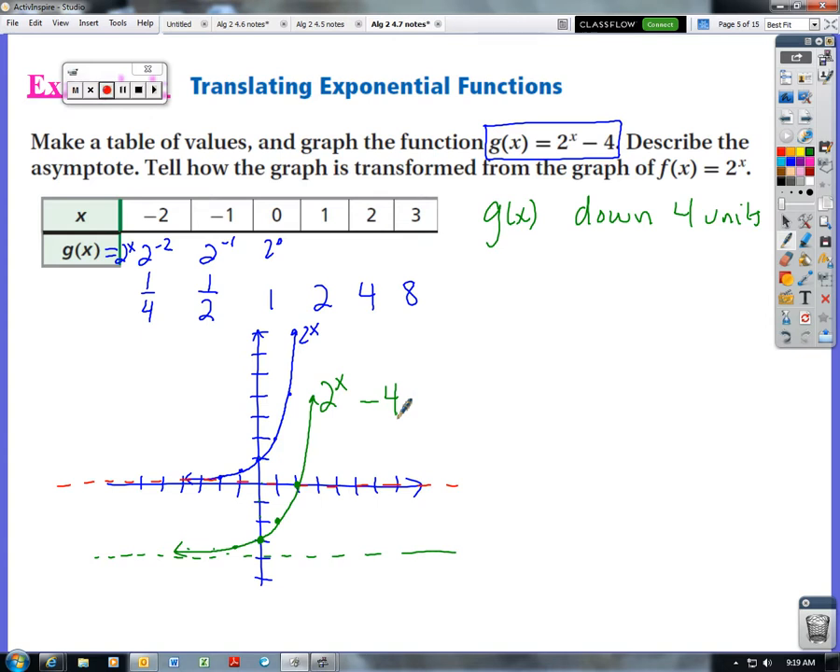So it said describe the asymptote. Oh, so the new asymptote, you can just abbreviate, is y equals negative 4 now. It was 0. It has moved down to negative 4. Tell how the graph is transformed. So we did that. It's down 4 units. And then here's our graph. This is how I would like you to do them as well on the homework.